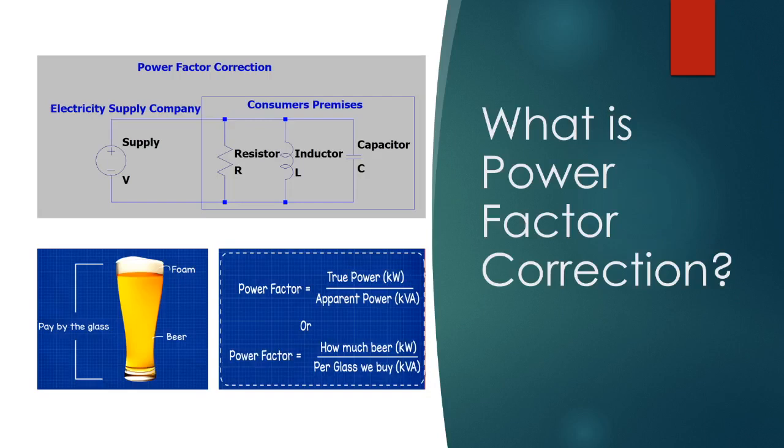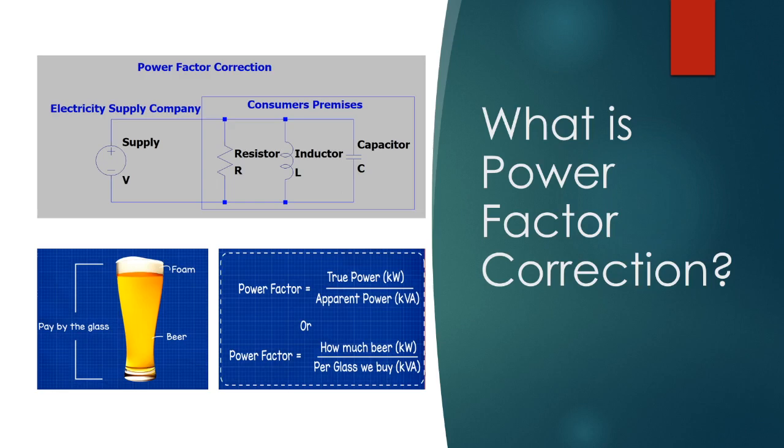So, what is power factor correction? Well, power factor correction is an energy saving technology. Power factor correction can significantly decrease electricity costs by eliminating reactive power charges.